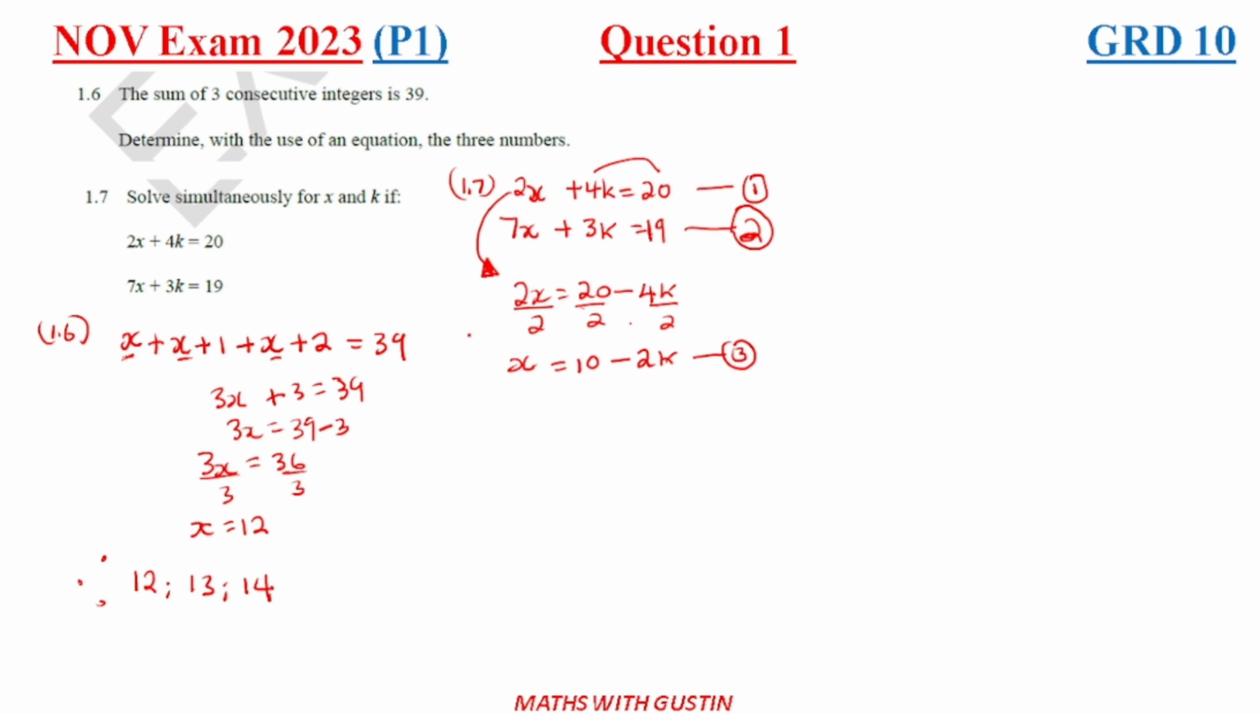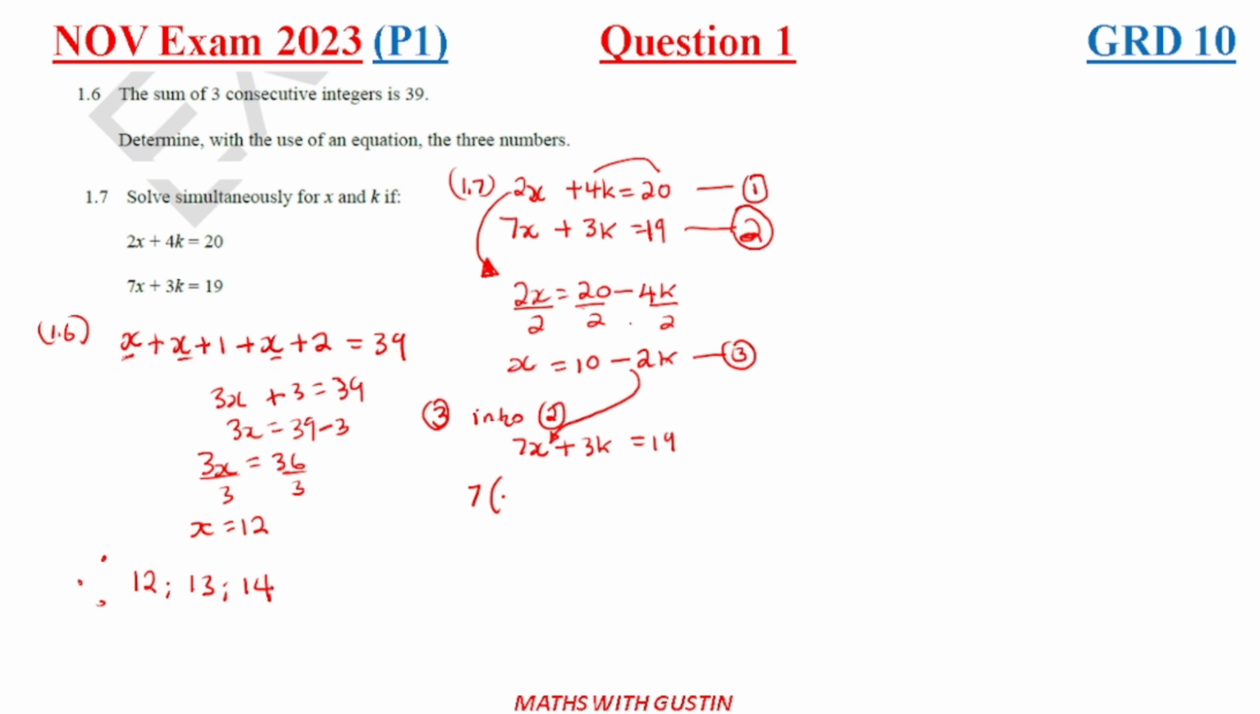Now guys, you tell your teacher that you're going to take equation number 3 and put it into equation number 2, and then you do exactly that. Where is equation number 2? Equation number 2 is here: 7x plus 3k is equal to 19. So you take this one, you put it inside this one. Where there's x, you're going to put that one.